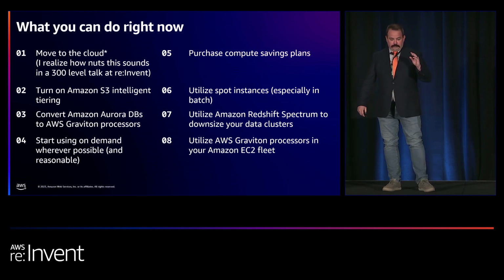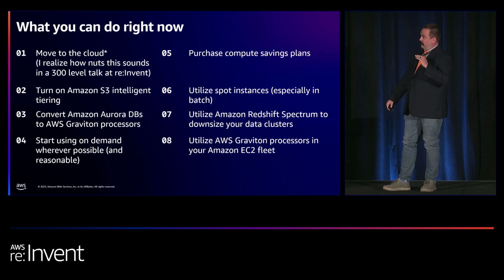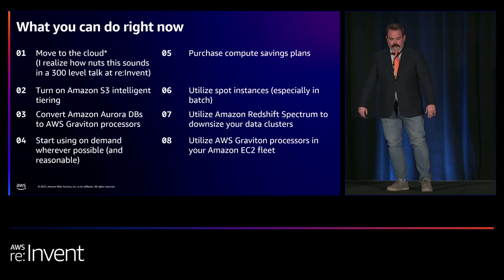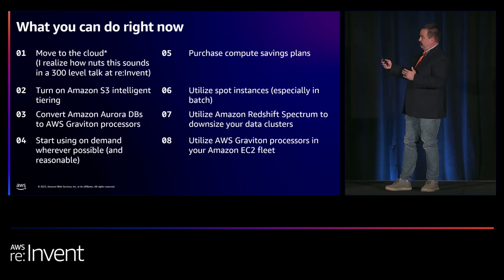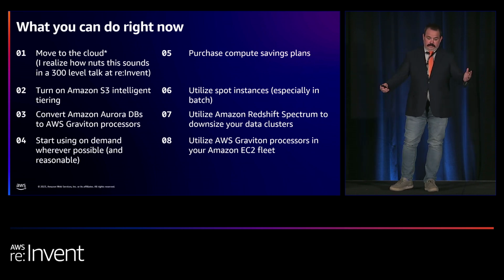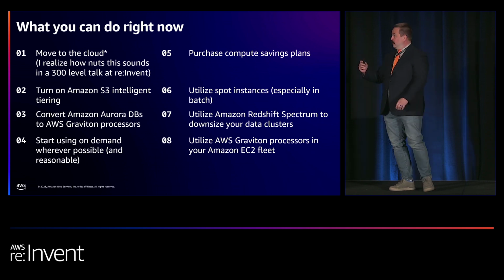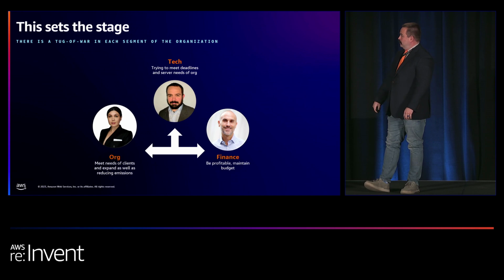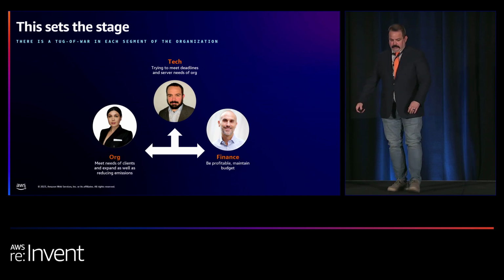So I tried to put this in order of ability to transform as well as difficulty to implement. All of these things listed here will come with not only a major carbon emission impact for your organization, but also with a cost savings, which makes it really easy to sell to both the org and to your finance team. So this sets the stage, right?